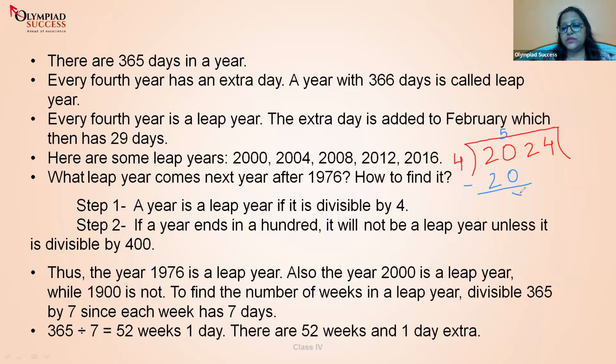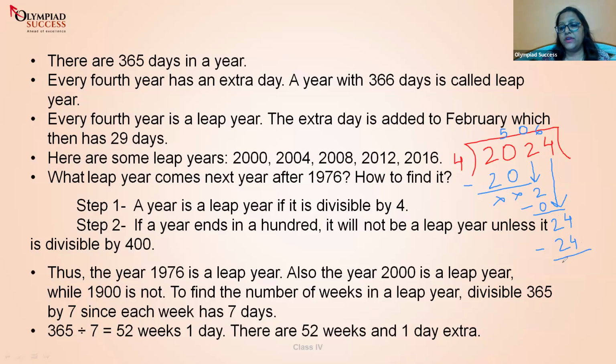Now I'm left with no remainder. Next, if I bring down this 2, I cannot divide, so this is 4 times 0 is 0. Next, 2 minus 0 becomes 2 as your remainder. Next, we bring down 4. Do we get 24 in the table of 4? Yes, 4 times 6 is 24.